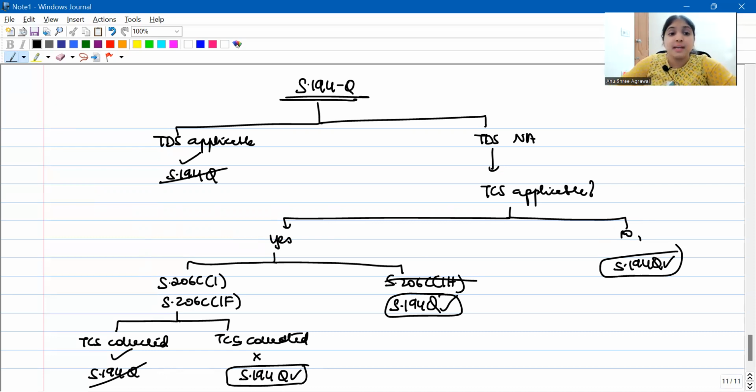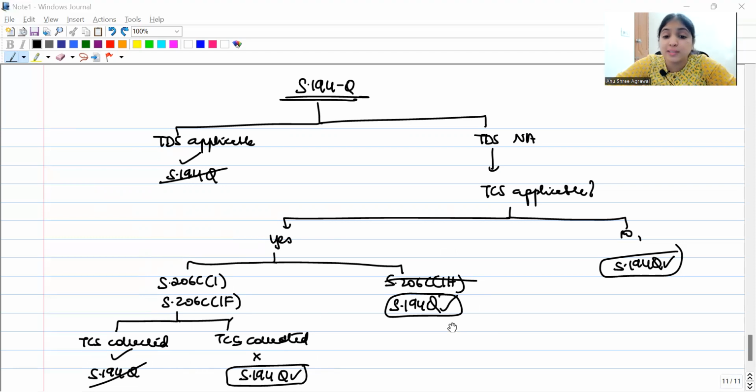So it's simple, guys. If any other TDS is applicable, forget about 194Q. If TDS is not applicable, you see is TCS already collected under these 2 sections. If collected, then you don't apply 194Q because 194Q is weaker. If other TCS section is applicable, then don't apply 194Q. But under other TCS section, if tax is not collected, then you can apply 194Q. If 206C1H and 194Q are applicable, out of these 2 sections, you will give priority to 194Q only.